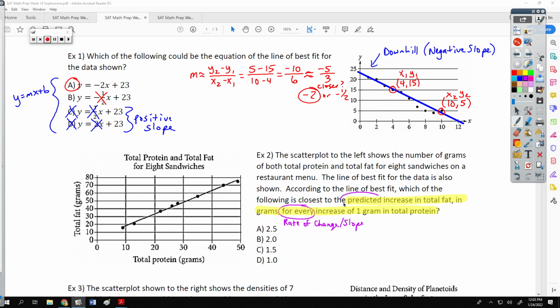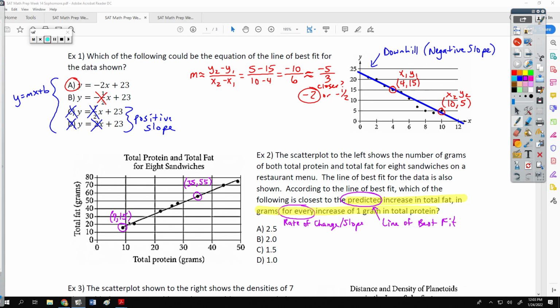And then the word predicted tells us that we want the slope of the line of best fit. So this question is asking us to find the slope of the line of best fit. If we look at the line, there are a number of points that appear basically right on the line. This point here is approximately (35, 55). And this point down here, we could approximate pretty well as being, what, (9, 15) maybe?